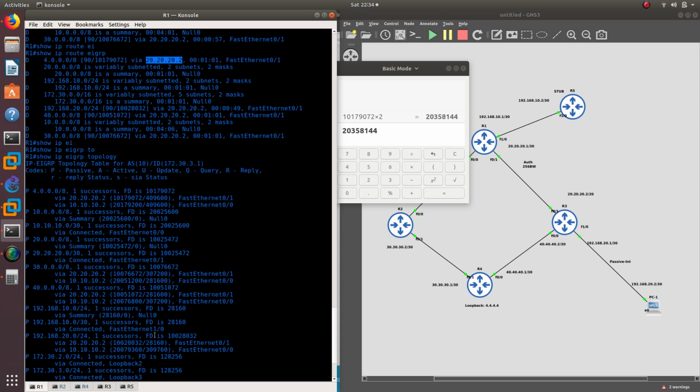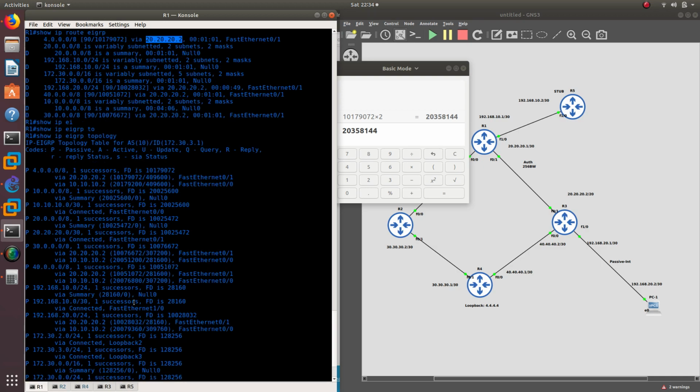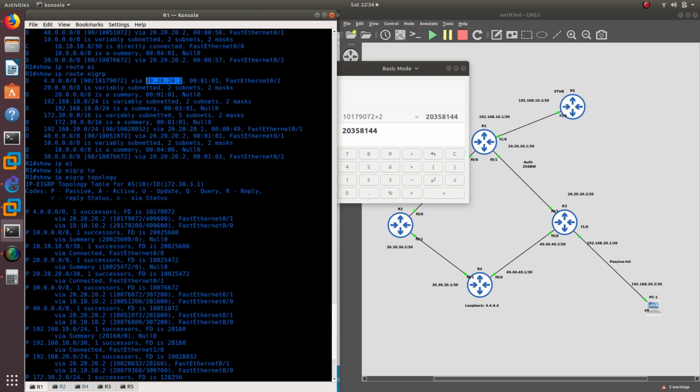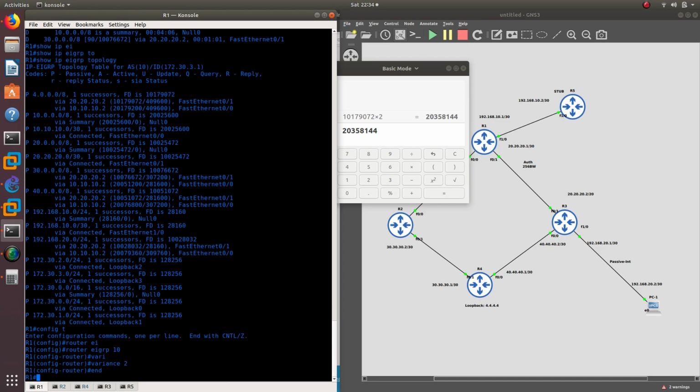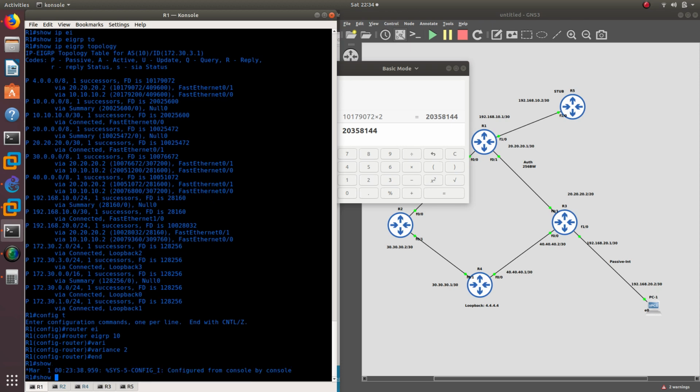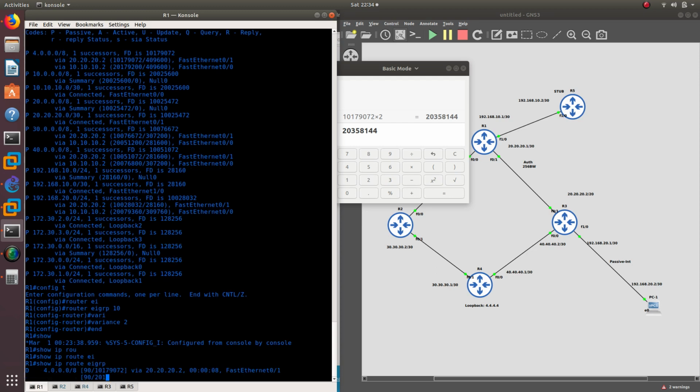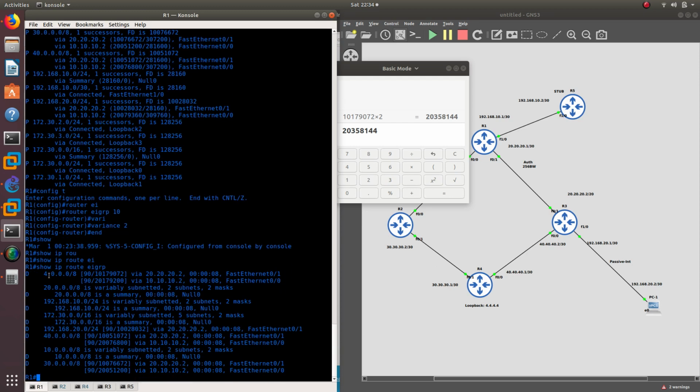But when I do this variance command over here, it's going to show me that there are going to be two ways, via 20.20.20.2 and 10.10.10.2 as well. All right, let's go ahead and do that and show IP route EIGRP. There we go. Since I did that command, now we are doing some unequal load balancing because we are able to send via 20.20.20.2 and via 10.10.10.2.